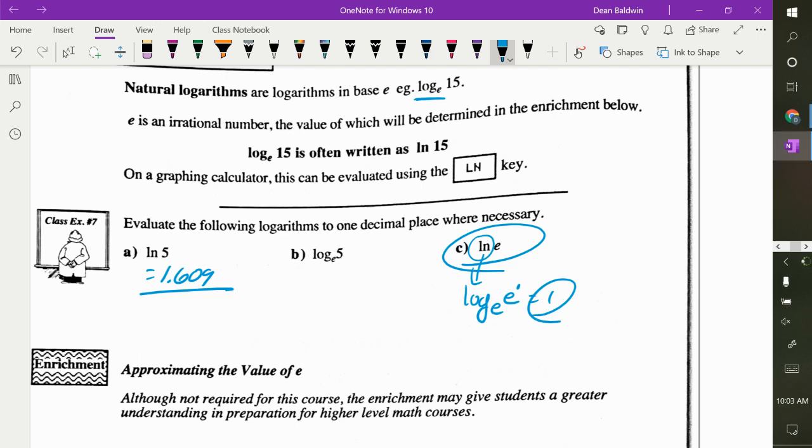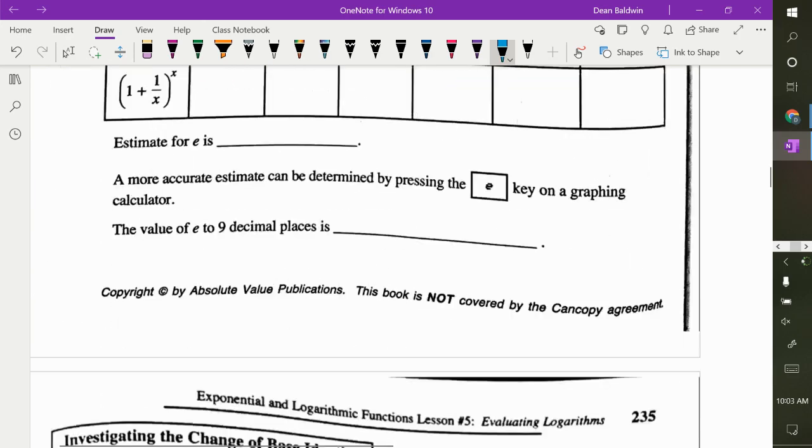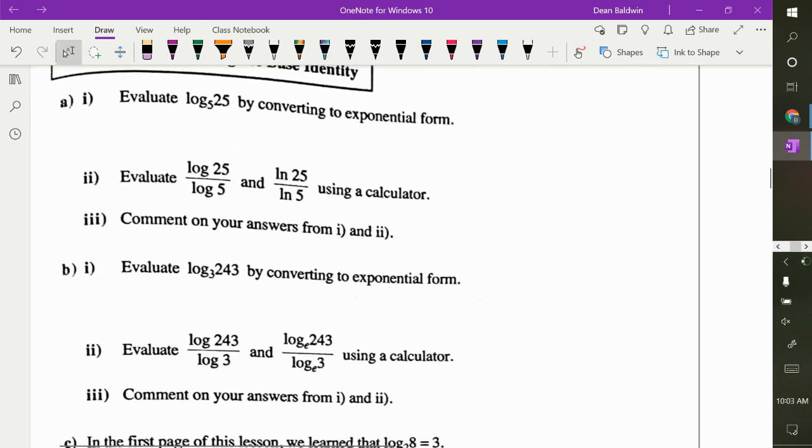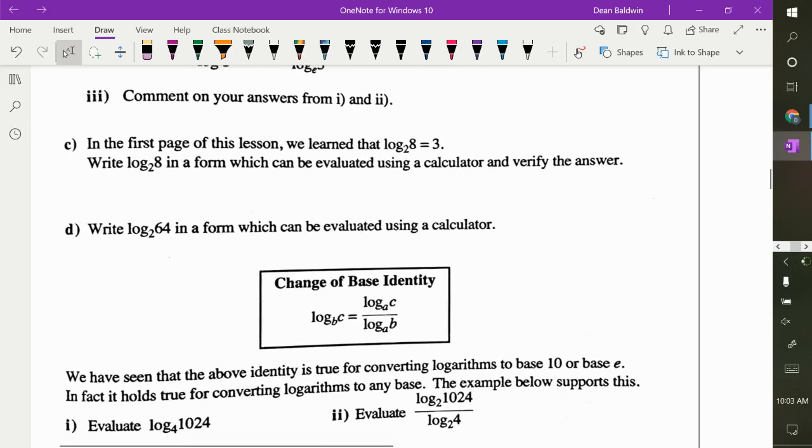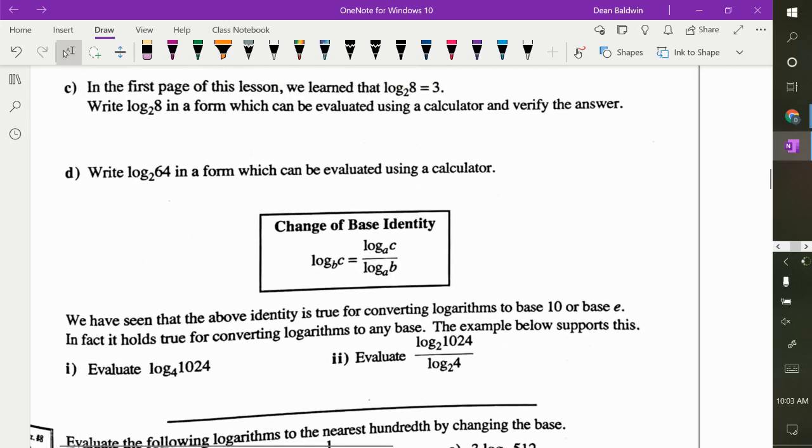Are we good with that? Does everybody understand the difference between log base 10 and natural log? Yeah? Okay. We're not going to approximate the value of that. All right. Here is your first identity.